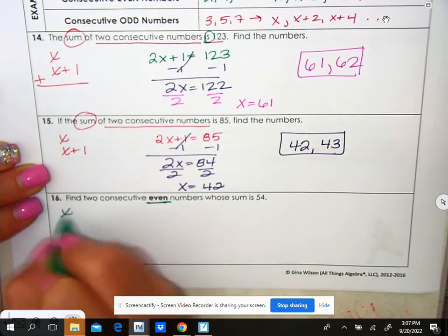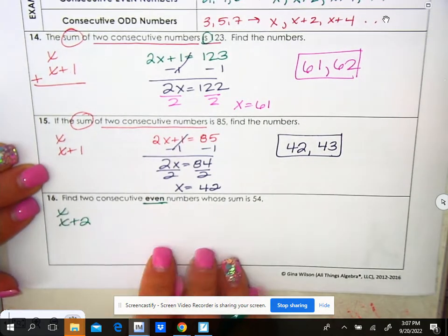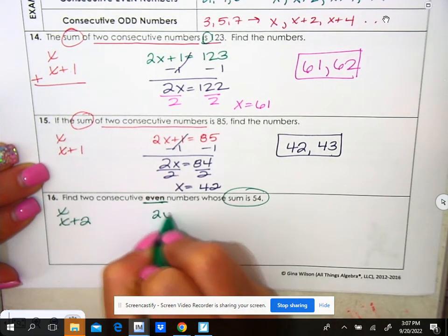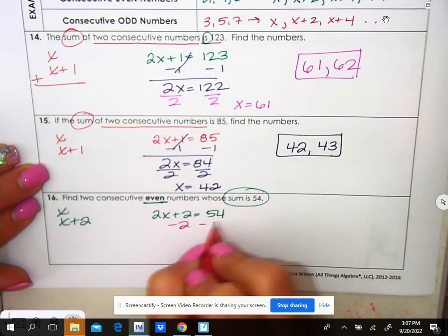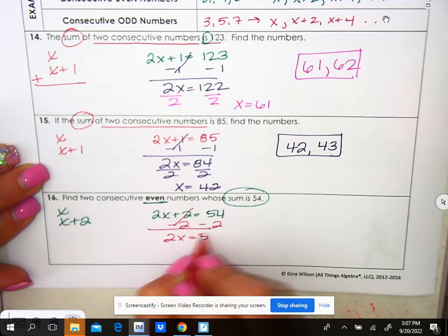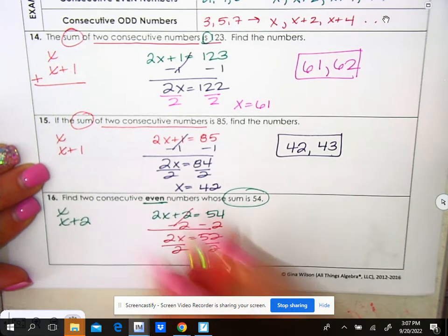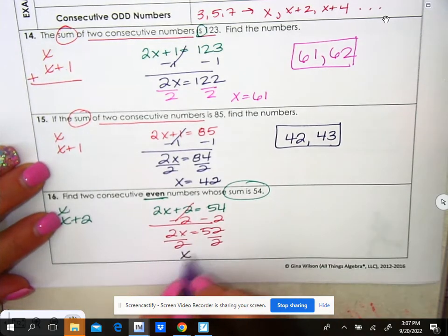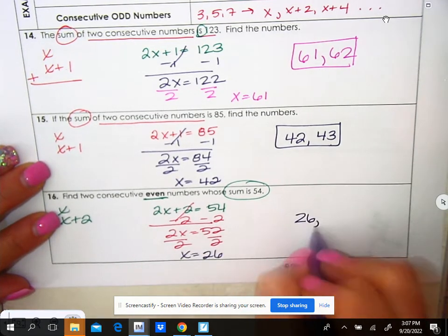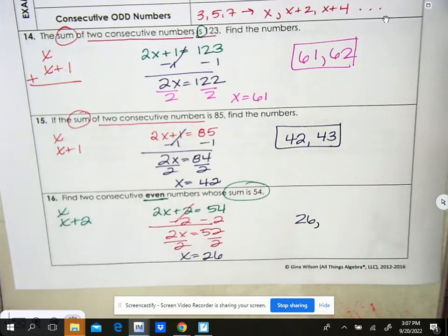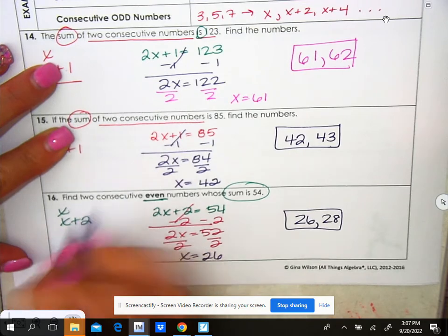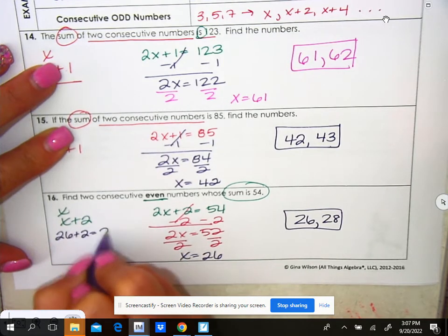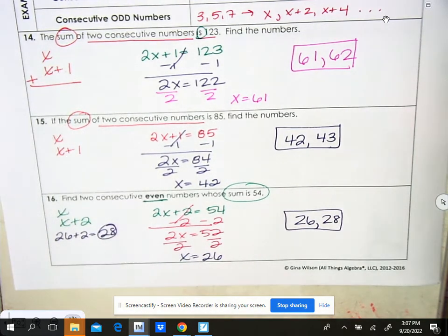All right, this one does have even. So remember, for even it's going to be x and x plus 2. And again, the sum is 54. So 2x plus 2 equals 54. So I get that x equals 26. Now, 26 is my first one. The next even number after 26 is 28. If you want to plug it in, it would be 26 plus 2, which is 28. I don't do that. I just count.